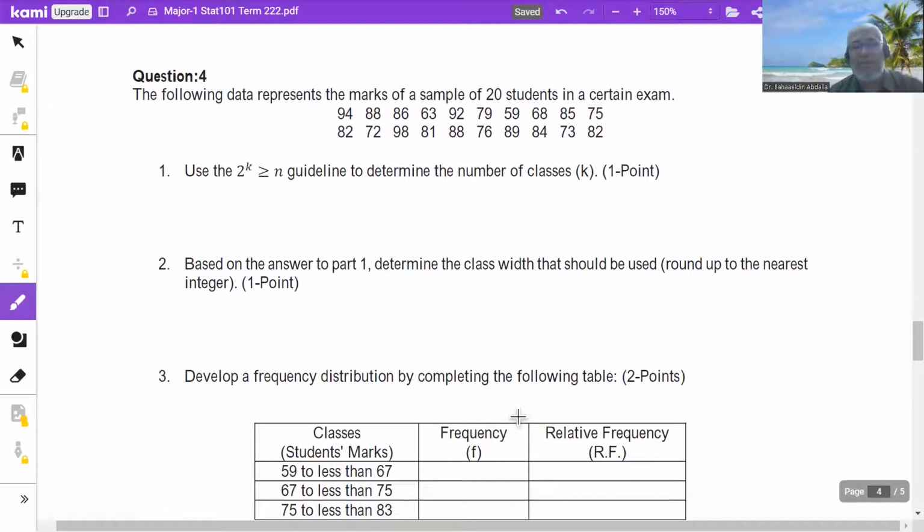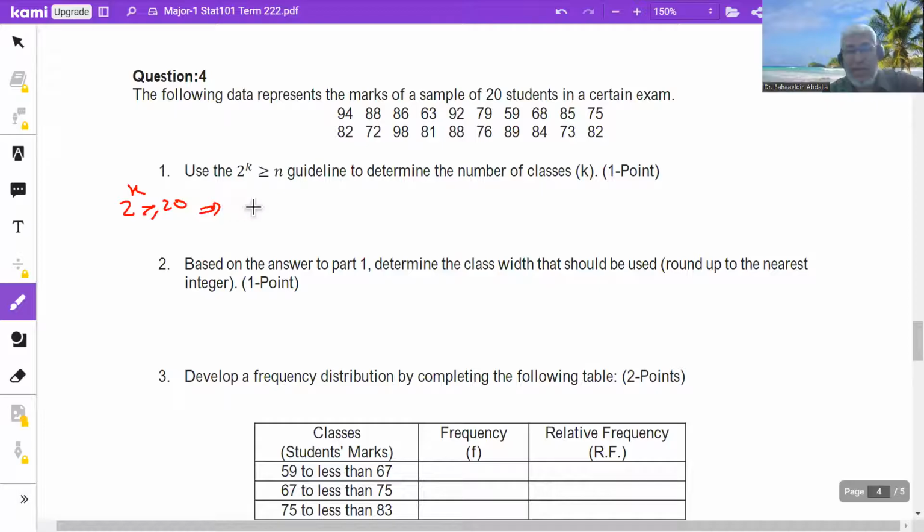The following data represents the marks of a sample of 20 students in a certain exam. Okay, 20 students. Use the 2 to the power k greater than or equal to n guideline to determine the number of classes. So here I have n is 20 students. So I know that 2 to the power k should be greater than or equal to 20. Or if you take ln of both sides, you can here find 2 to the power 2, 2 to the power 3, 2 to the power 4 until you find the number greater than 20.